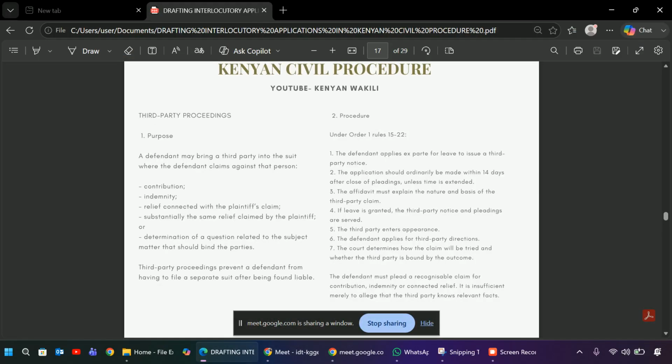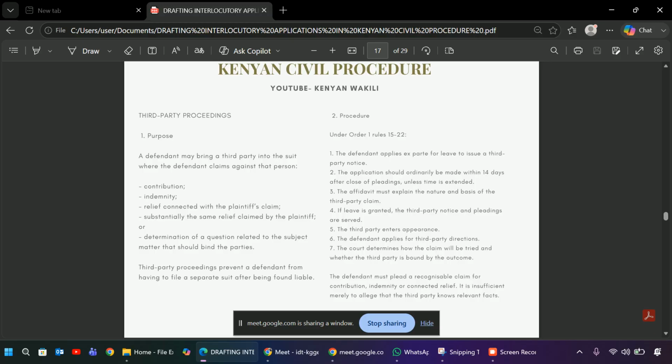Now, third party proceedings, the purpose of this is that a defendant may bring a third party into the suit where the defendant claims against that person. You are either claiming a contribution or indemnity, and you're telling the court that the relief is connected with the plaintiff's claim, and that substantially the same relief is being claimed by the plaintiff, or determination of a question related to the subject matter that should bind the parties. Third party proceedings prevent a defendant from having to file a separate suit after being found liable.